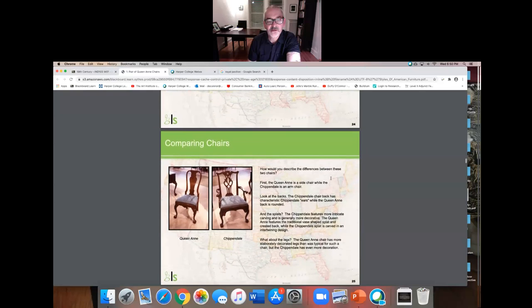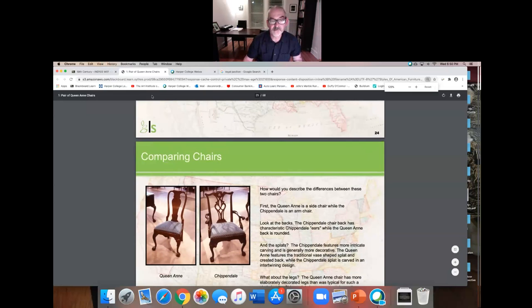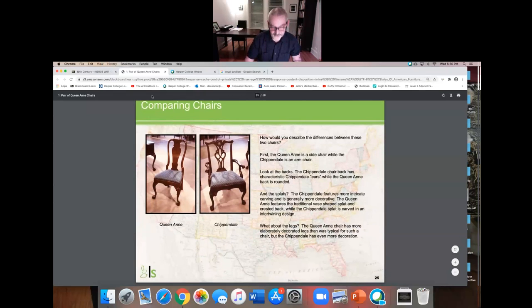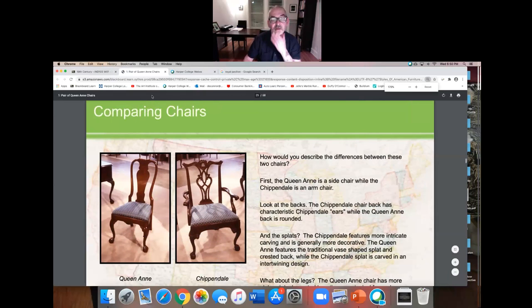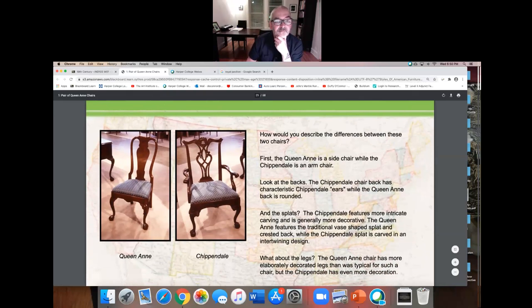Now here is a good comparison between a Queen Anne and Chippendale. Should have made this bigger so you can see this better. Okay. So here there's much more interesting carving. This maybe is not fair. It has arms that have this interesting curve to them. But no, the Queen Anne is simpler.